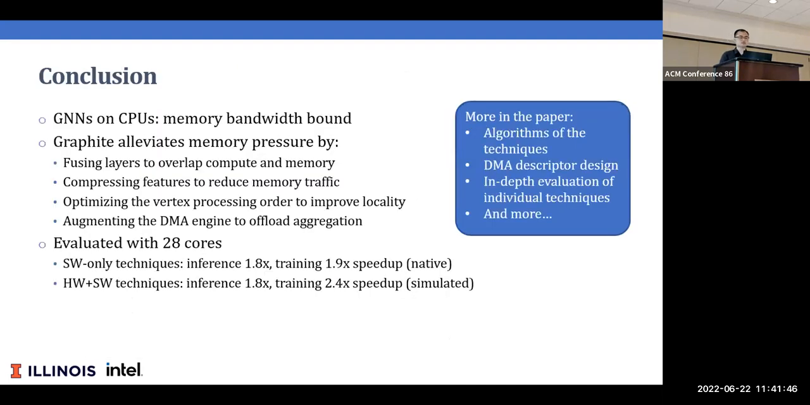In conclusion, GNNs on CPUs are memory bandwidth bound. We proposed Graphite that tackles the memory issue. Graphite includes three software techniques and one co-design technique, and they are synergetic. Our evaluation shows that Graphite is effective, and please refer to the paper for more details of the work.